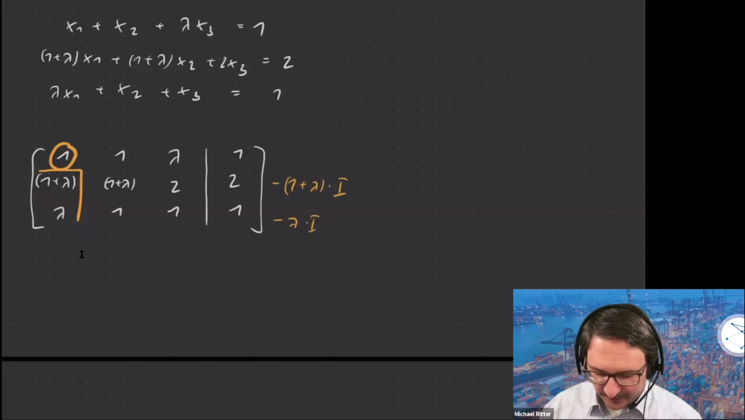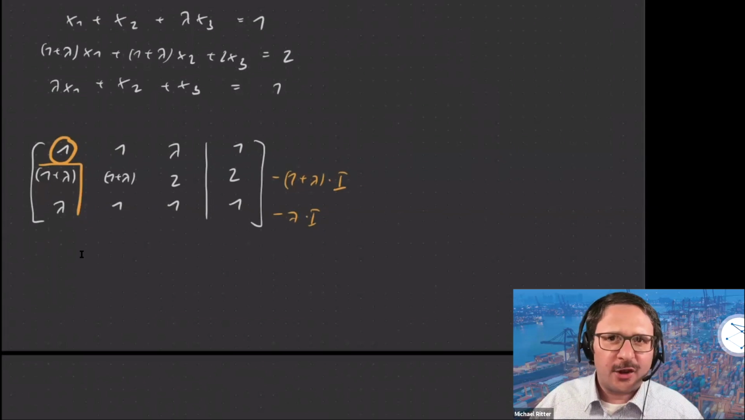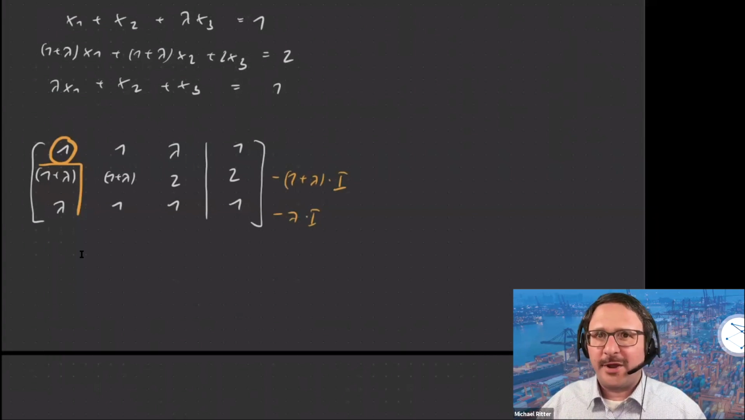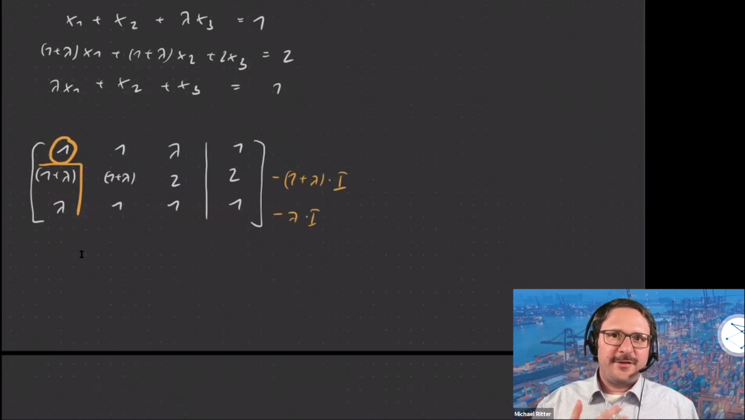So let's take a quick moment to reflect on why we actually are allowed to do this. There are basically 2 things that we need to watch out for. I already said we must make sure to not multiply an equation by 0.